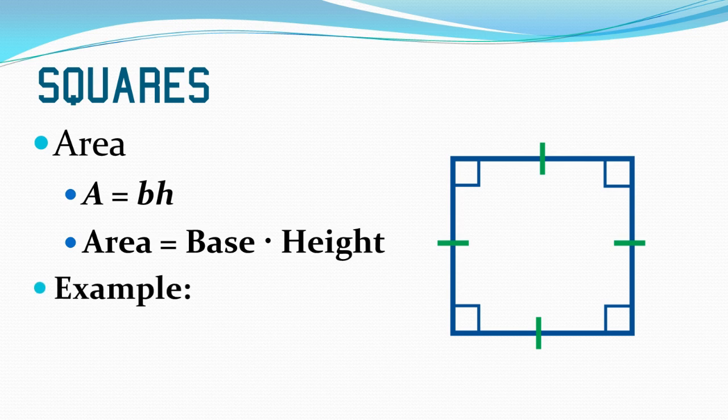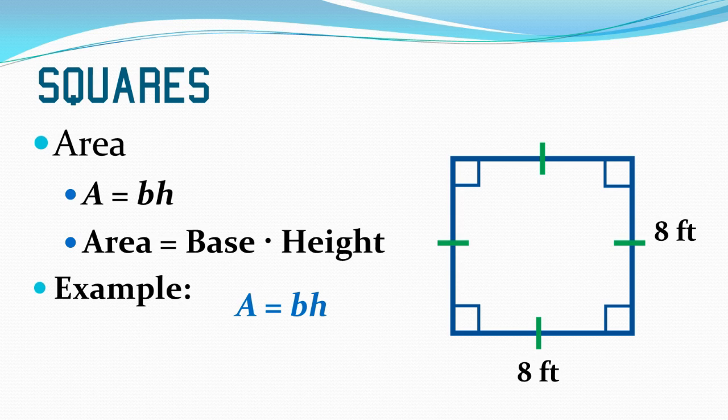The base can be any side. The height is a perpendicular measure, a measure that makes a 90-degree angle with my base, extending to the highest point of the shape. Whether it's given to me or not, I automatically know that the other sides of this square are 8 feet. This is because squares have four congruent sides.